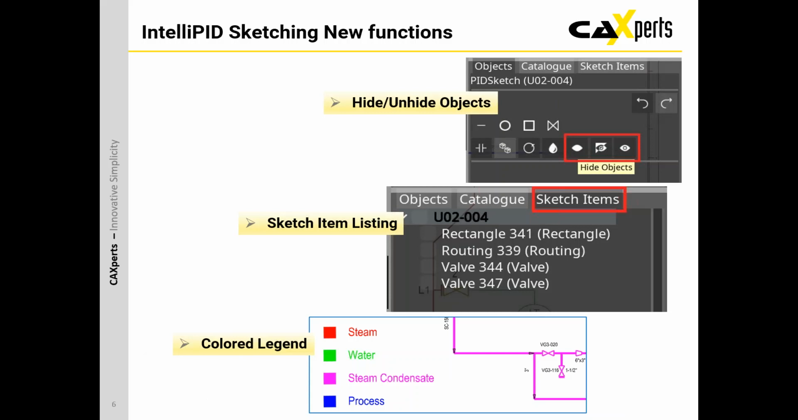What are the next improvements here for IntelliPit? We have integrated in general three new functions. The first one is hiding and unhiding objects. The second one is sketch item listing, similar to what we have in 3D. And on the PNID, now we can have colored legends. I will show you that in my live demonstration.